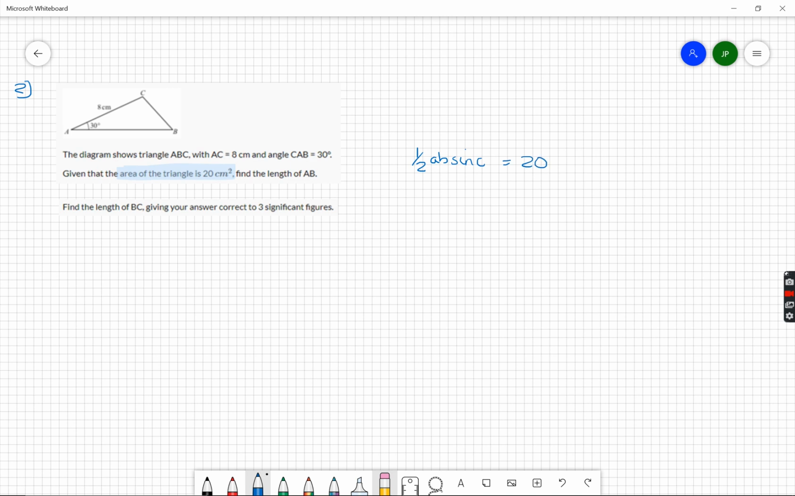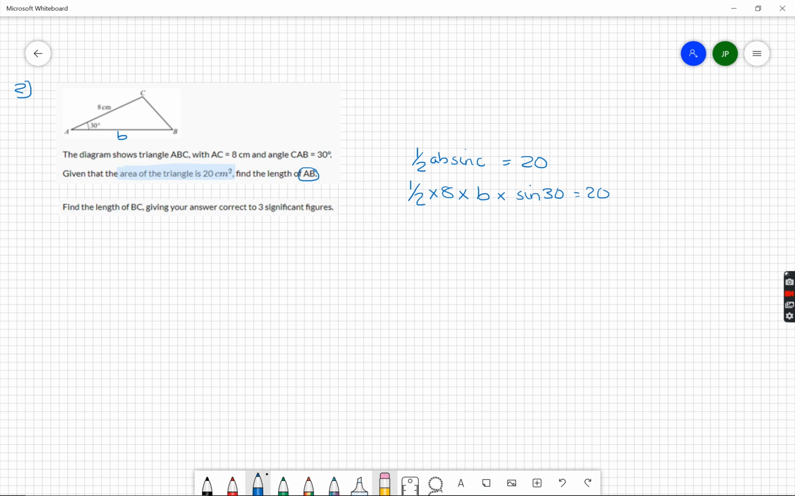Put my numbers in. So half, I can use 8 as A or B, so I'll use that as A. So half times 8 times B times sine of 30 is going to give me 20. Only bit you need to remember is the angle's got to be between the two lengths, which is absolutely fine, because we are trying to find the length AB, which we have now named as B.